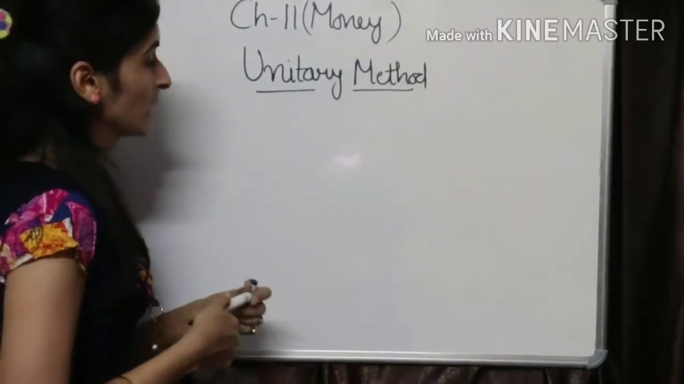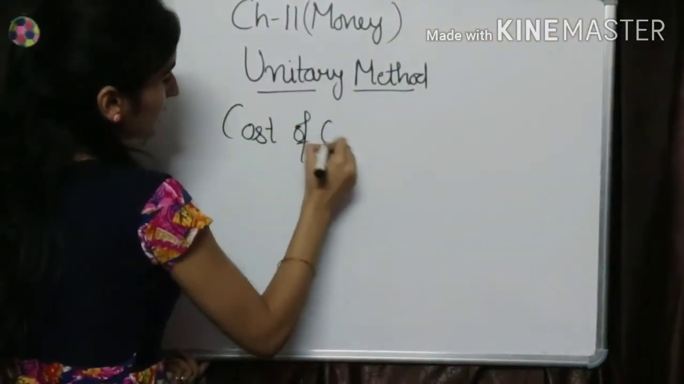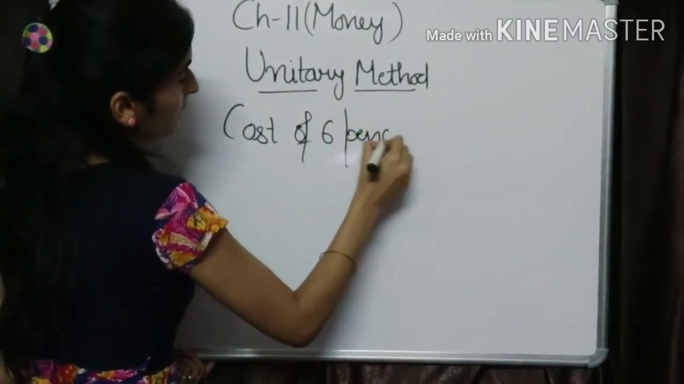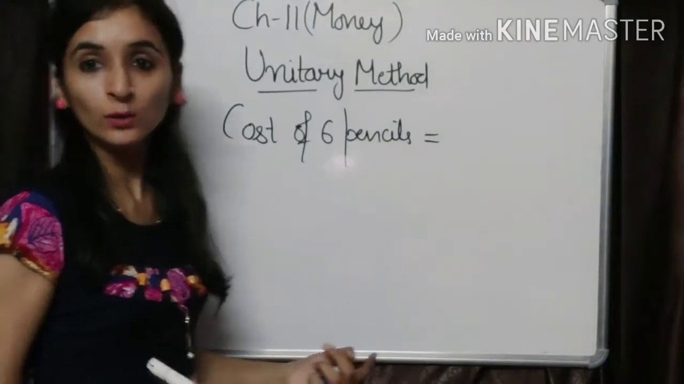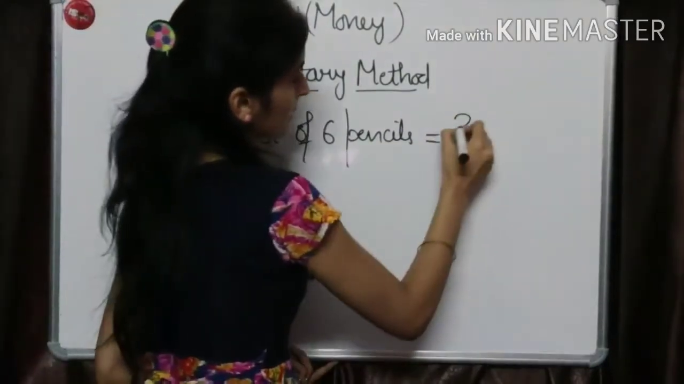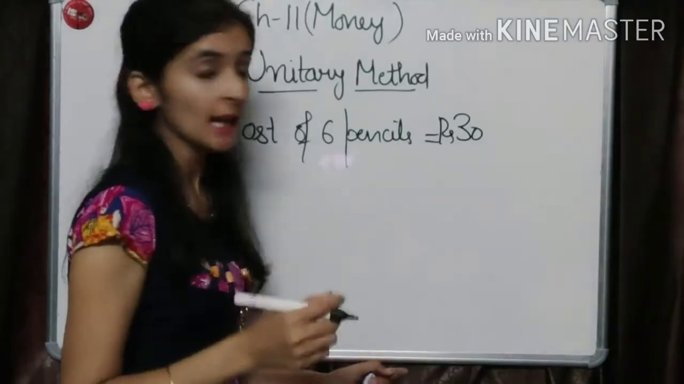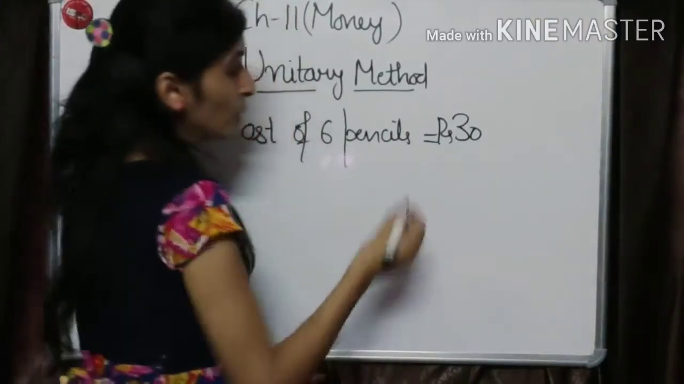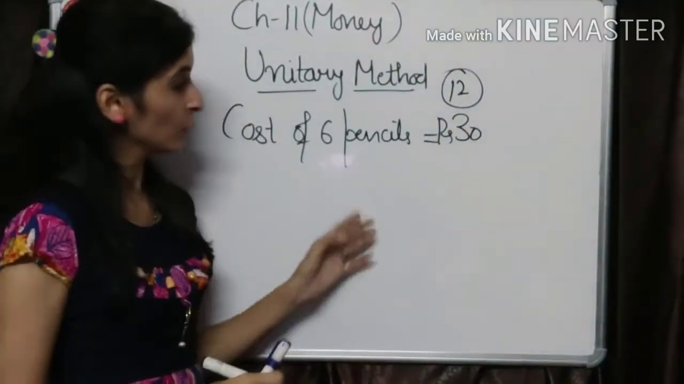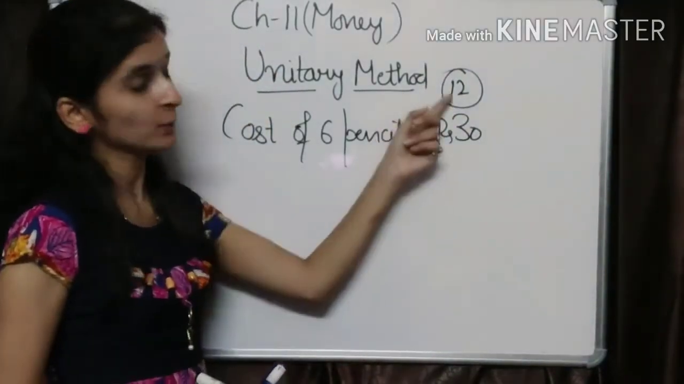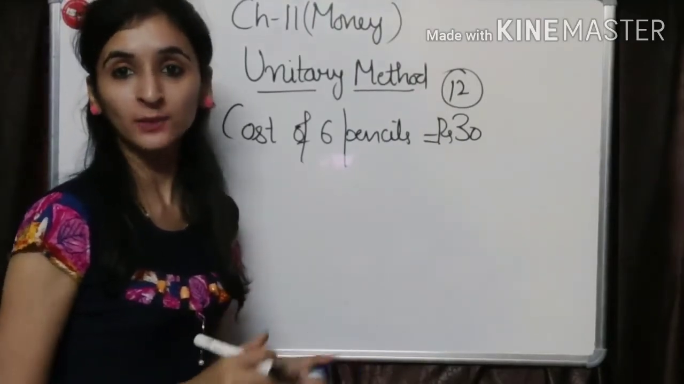Suppose you have been given the cost of 6 pencils, and the cost of 6 pencils is rupees 30, right? And you have to find out the cost of 12 pencils. You have been given the cost of 6 pencils and you have to find out the cost of 12 pencils. So for that, what will you do?